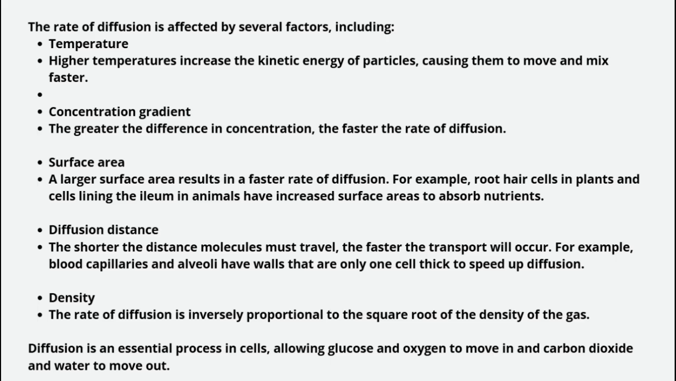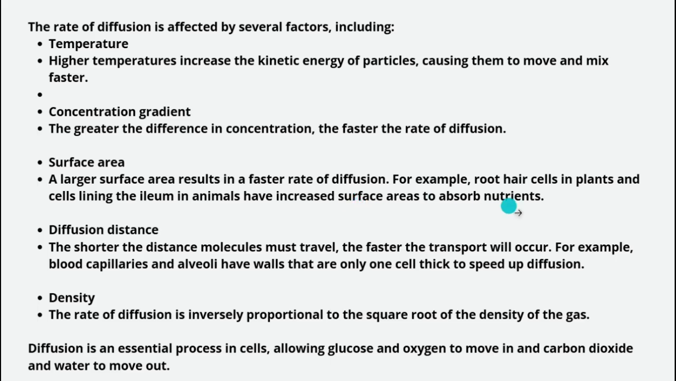As it relates to surface area, for example, our cells have a large surface area to volume ratio, so a larger surface area results in a faster rate of diffusion. Our cells are so small, and because they're so small, they have that large surface area to volume ratio, which means that they absorb things quickly. So if something needs to diffuse into our cells, it's going to happen really, really quickly because they're so small. So the smaller it is, the faster diffusion is.